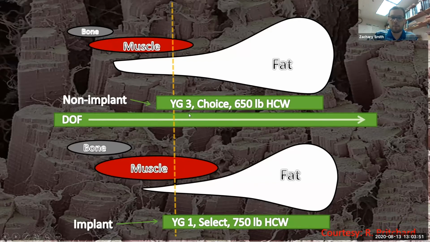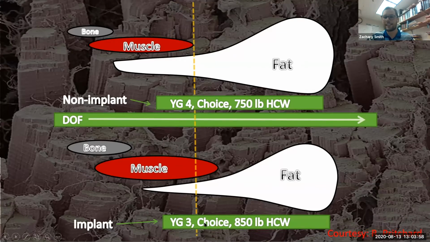This implanted animal at the same days on feed is a yield grade 1. He's select, but he's got more carcass weight. Now, if we're to extend that out and feed both of these animals a little bit longer, the non-implanted animal is now a yield grade 4. He's only got a 750-pound carcass, and continuing to feed him didn't make us go from choice to prime quality grade. Now, the implanted animal is a yield grade 3. He's achieved the choice quality grade, and he's got an 850-pound carcass.